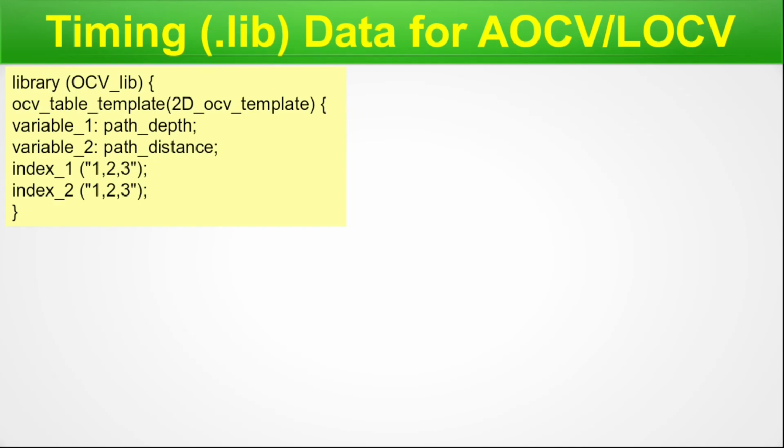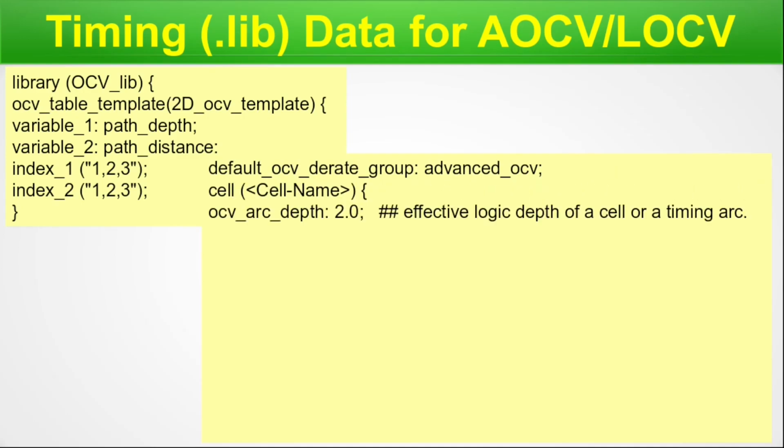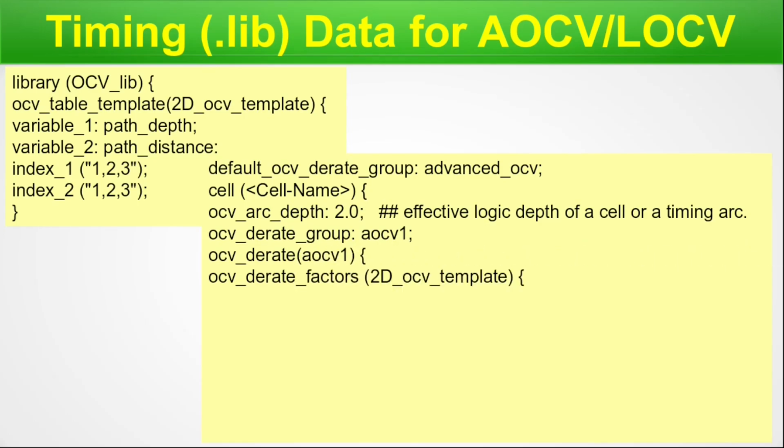Now let's see what we have in the actual cell, inside every cell definition. The bigger rectangular box will be displaying that. First we have the default OCV derate group, that is advanced OCV. Next we have the cell name. Then we have OCV arc depth 2.0. This OCV arc depth is the effective logic gate depth that is seen on a timing arc. We have a value here. OCV derate group AOCV 1. Then we have OCV derate, where it begins. OCV derate factors is OCV template.